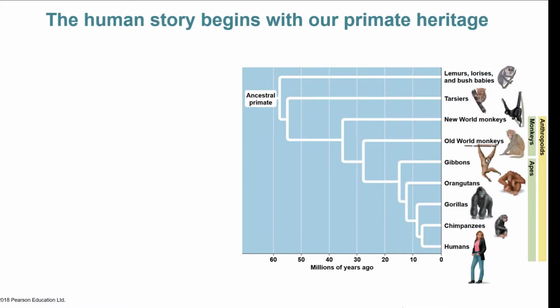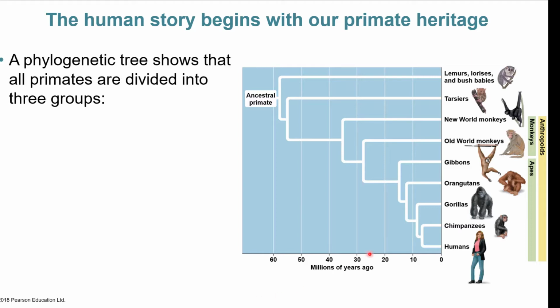Let's briefly take a look at where humans fit into this primate group. We can see that the phylogenetic tree for primates is separated into 3 major groups. We have the group here that has the lemurs, lorises, and bush babies. We have a group here that are the tarsiers, and then everything underneath that are what we call the anthropoids. Within that, we have the New World and Old World monkeys. The next group we have are the apes. Monkeys and apes together are considered anthropoids. Oid means like, so they're ape-like.